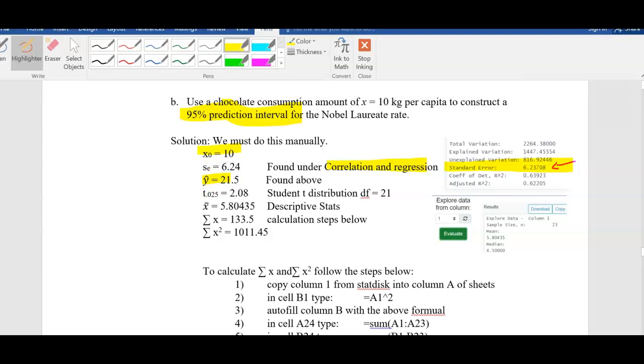We're going to go to student distribution, so you're going to go to your analysis, your student t-value. You're going to have degrees of freedom 21, all right? And when you type that in, for 0.025, you're going to get 2.08. All right, that we've done before on StatDisk. Nothing too major here. Descriptive statistics. So all of these are found on our descriptive statistics.